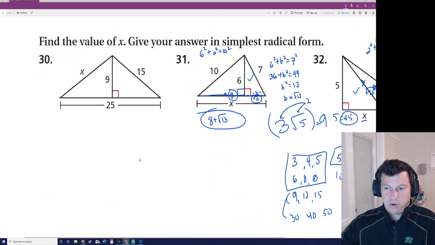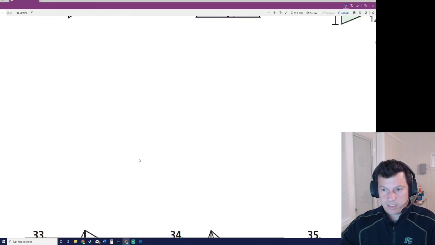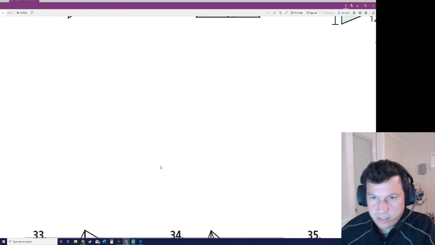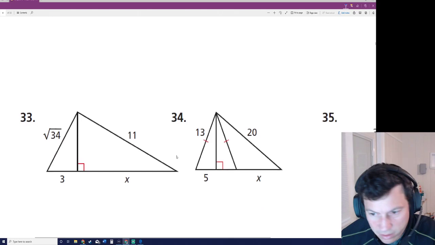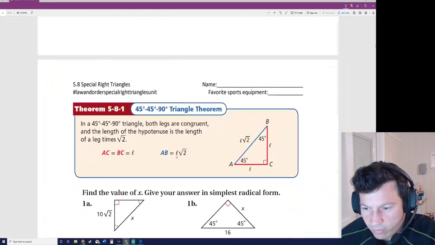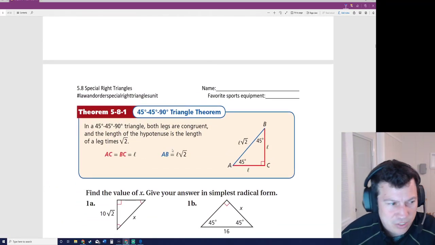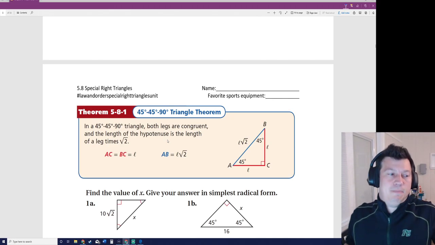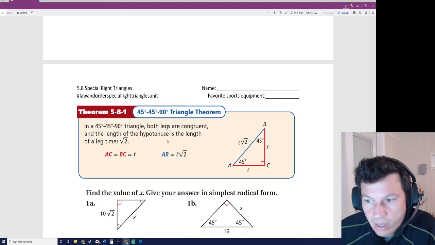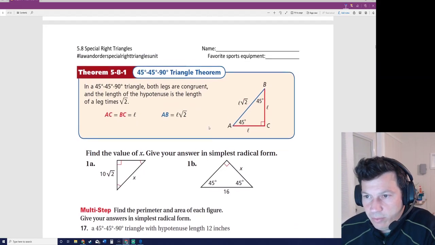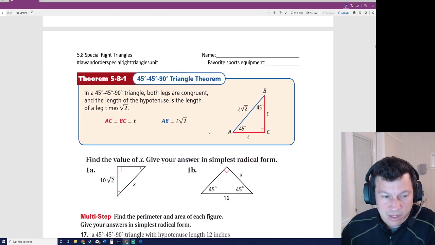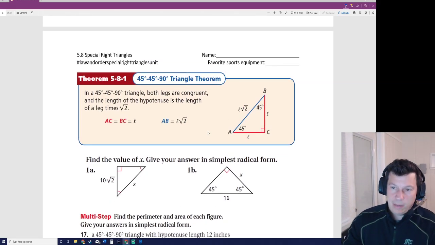All right. Let's just go into 45, 45, 90, because there's a couple of situations that I said happen a lot. Another way that we were looking at this 45, 45, 90, another way to describe a 45, 45, 90. Let's just put it this way.